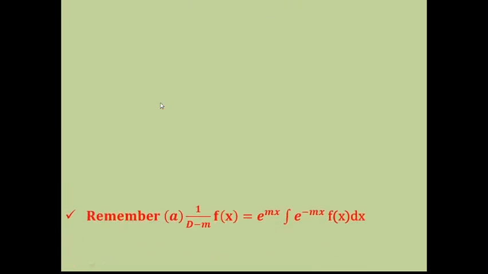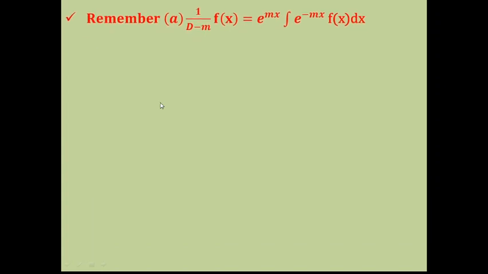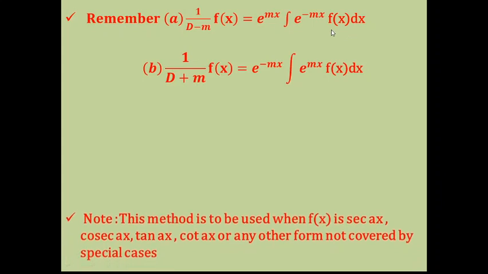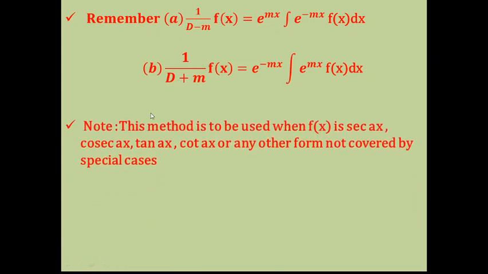So here in this method we need to remember some set of formulae. So what are the formulae? 1 upon d minus m f of x is equal to e raised to mx integration of e raised to power minus mx into f of x dx. Similarly, if we have factors of the form, say d plus m, then m will get replaced by minus m in the above formula. So we have the formula number b. So these two formulae are to be remembered.